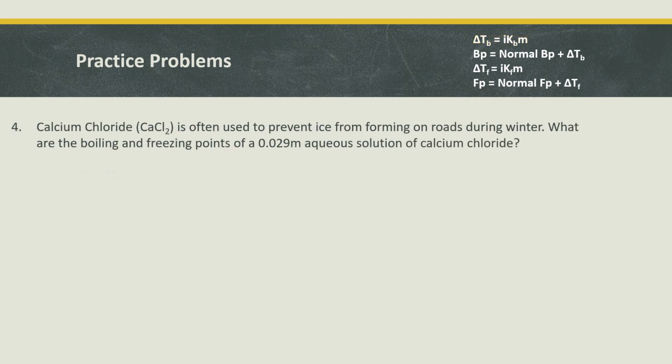All right, here's our last practice problem, number 4. It says calcium chloride is often used to prevent ice from forming on the roads during winter. What are the boiling point and freezing point of a 0.029 molal aqueous solution of calcium chloride? So in this problem, what we're going to look for is the boiling point and the freezing point. So it's very similar to problem number 1. I'm going to let you guys take a few minutes to go ahead and try to solve, and then I'll come back in a minute.